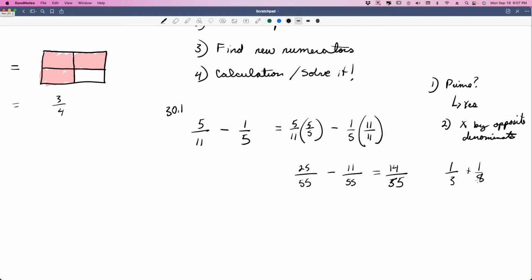Well, 3 is prime, 8 is not prime, but 3 is not a factor of 8. I can't do anything. So even though 8 is not prime, I have to multiply this fraction by 8 and this whole fraction by 3 in order to solve it. Okay, so if one of your numbers is prime and it's not a factor of the other denominator, then you have to treat both numbers like they're prime and then just multiply by the opposite denominator. Then you can solve it.